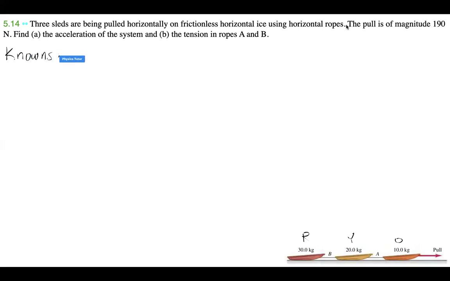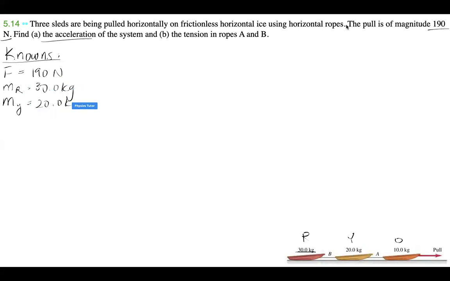Knowns. Okay, cool. So what do we know? We know the force that's being used to pull this system, and that's 190 newtons, right? We are looking for the acceleration, but we don't have that. And then we also have the mass of the red sled, which is 30 kilograms, the mass of the yellow sled, which is 20 kilograms, and the mass of the orange sled, which is 10.0 kilograms, right? And that is everything. Okay, cool. So we are looking for the acceleration.